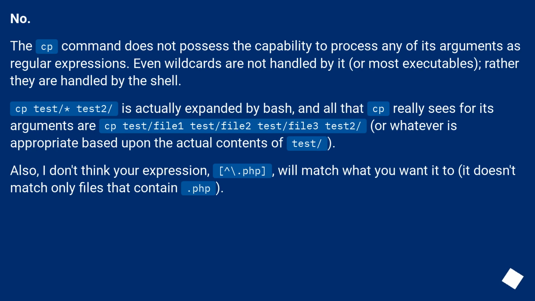No. The cp command does not possess the capability to process any of its arguments as regular expressions. Even wildcards are not handled by it, or most executables, rather they are handled by the shell. cp_test/test2/ is actually expanded by bash, and all that cp really sees for its arguments are cp_test/file1 test/file2 test/file3 test2/ or whatever is appropriate based upon the actual contents of test/.